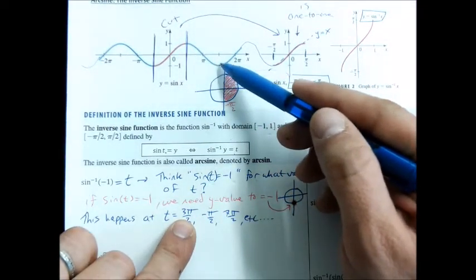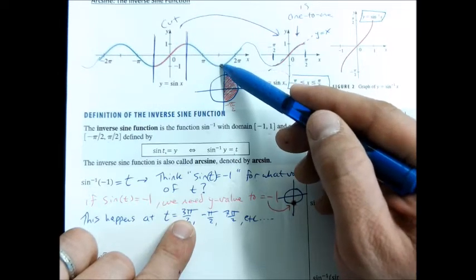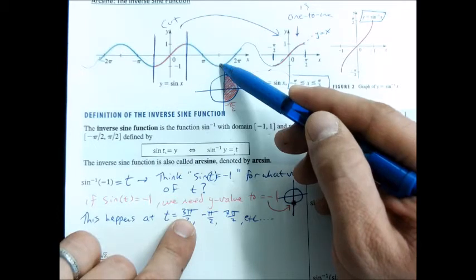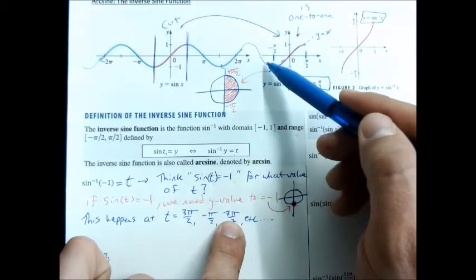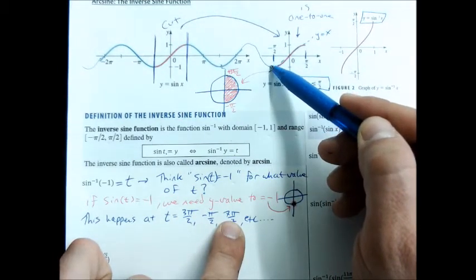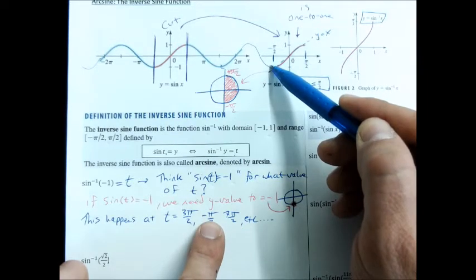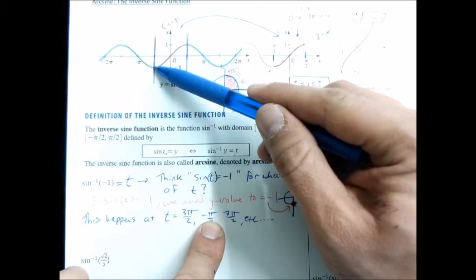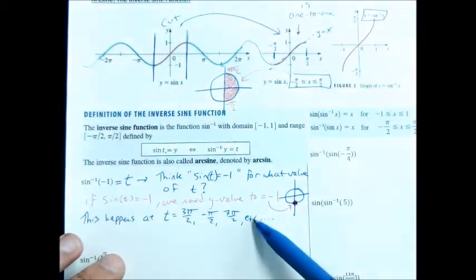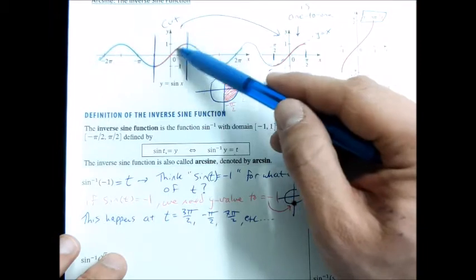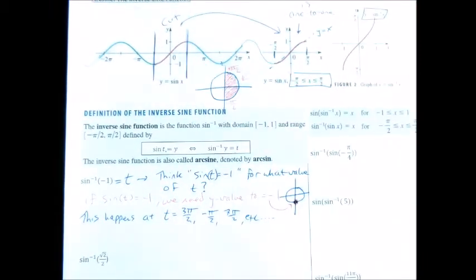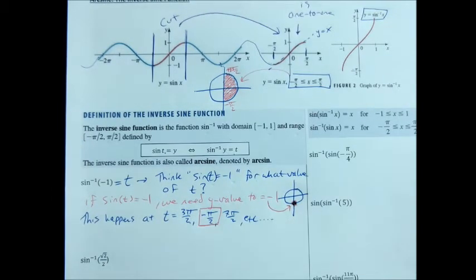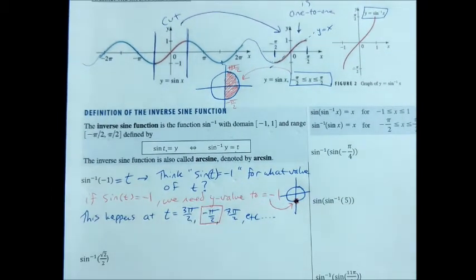Does everyone see where I'm pointing with this? This value of negative 1 is associated with this t. 7 pi over 2 would be the next one, like this one right here. Minus pi over 2 is the one we want because that's the one on the red part of the graph. We need to pick one of these values that's actually on this piece, and that happens to be the minus pi over 2 one. So let me write that down.